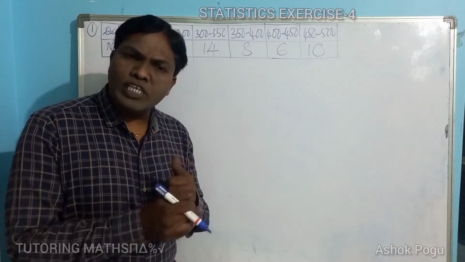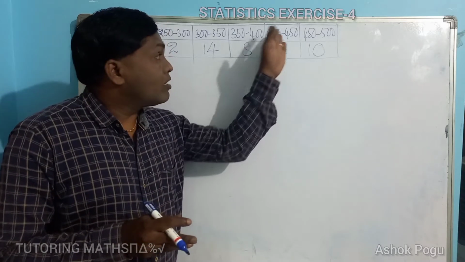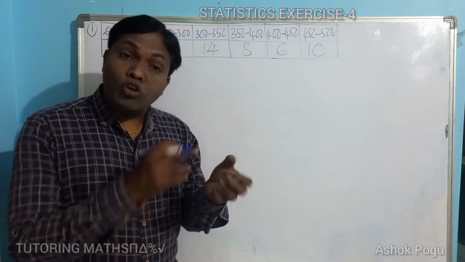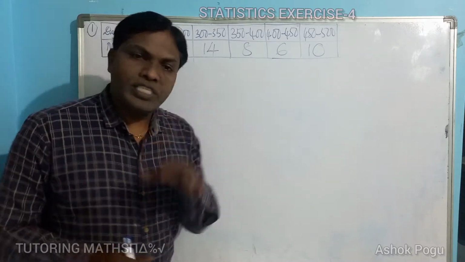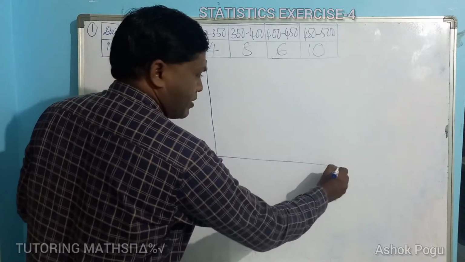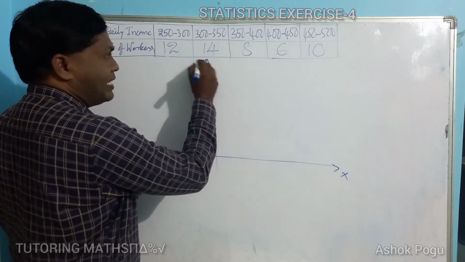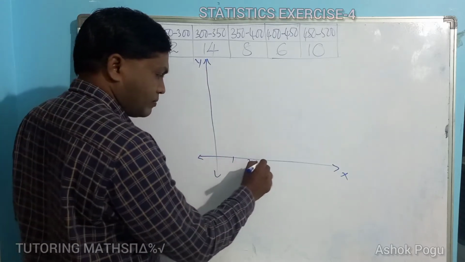And what is an ogive curve? What is the shape of the ogive curve? And what is required to draw the ogive curves? Let us see. First of all, to draw an ogive curve, this is the graph paper. You know that this is the x-axis and this is the y-axis.